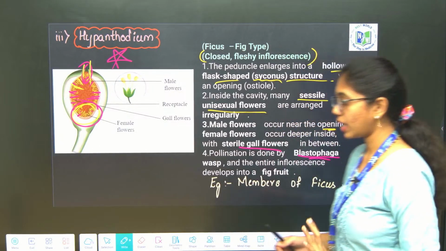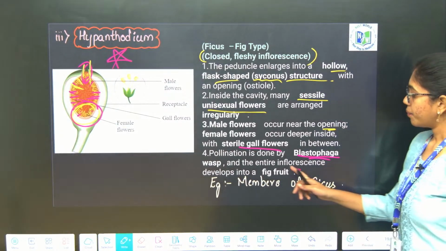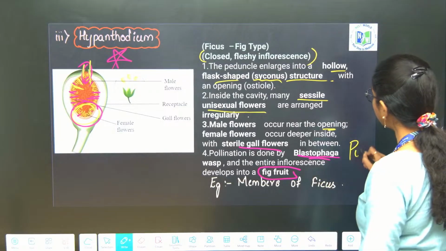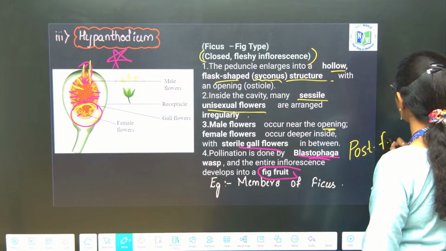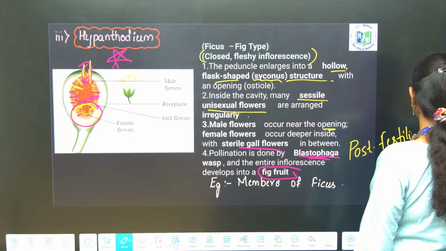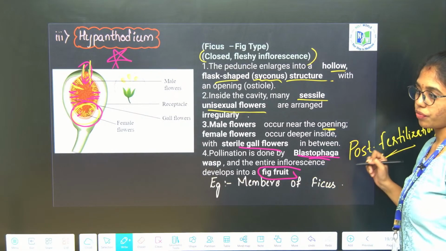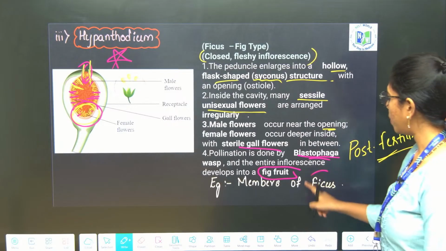Fruit. After fertilization, that is fig fruit. Okay, entire inflorescence will develop into a fruit post fertilization. And here the pollinating agent is what, ma? Blastophaga. These are observed in members of ficus.